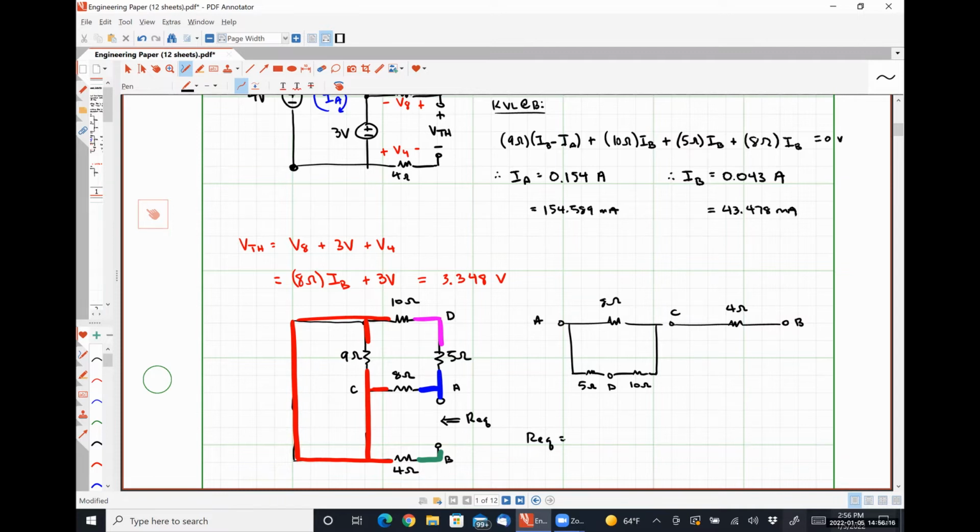So my equivalent resistance should be 15 ohms in parallel with 8 ohms. That combination in series with 4 ohms. Which looks like 9.217.